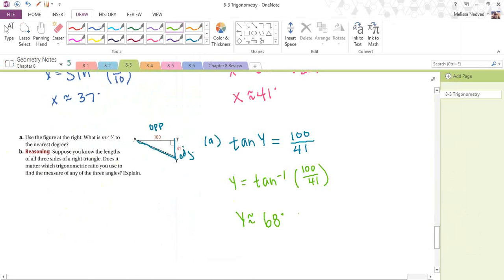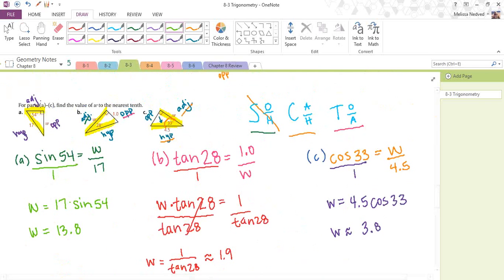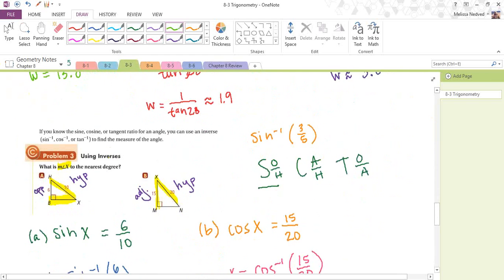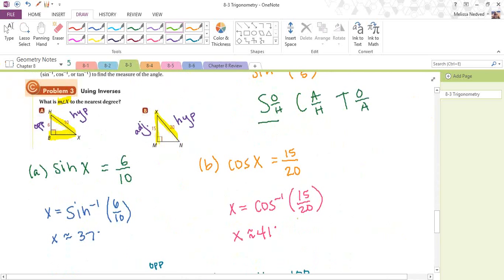When do you cross multiply? When do you use inverse trig? If you know your angle measure and you're looking for a side length, that's what we did here in problem 2. In all of these, A, B, and C, I knew an angle, I was looking for a side length. So if you know an angle and you're looking for a side, then you use cross multiplication. If you're trying to find an angle measure, like we did here in problem 3, you'll use inverse trig functions. Okay, a better rule of thumb, so you don't have to memorize exactly that.